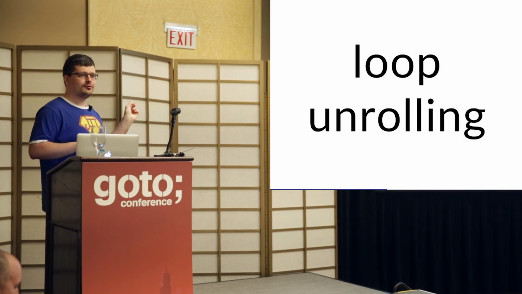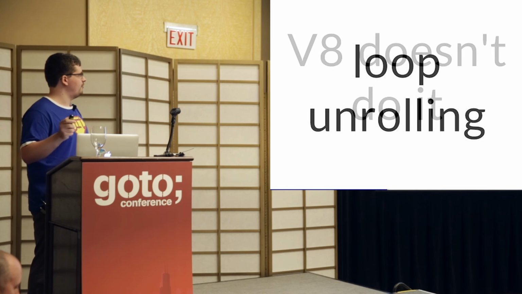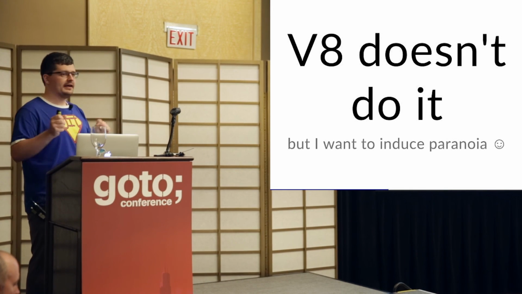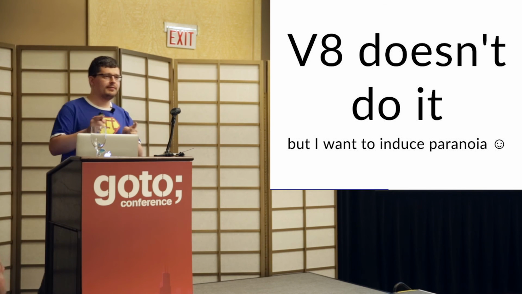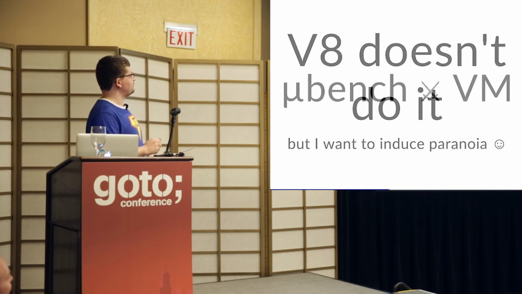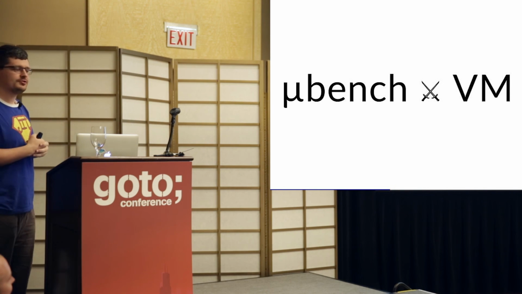This optimization is called loop unrolling, and nobody does it yet in JavaScript VMs. As far as I know, V8, for example, does not do it. But I like inducing paranoia in people, so they will become afraid of writing benchmarks. OK. So here is the clash between micro benchmarks and VMs.